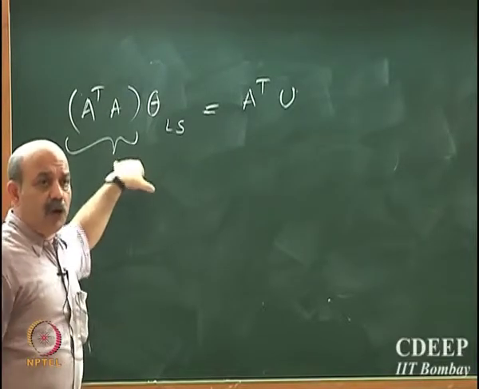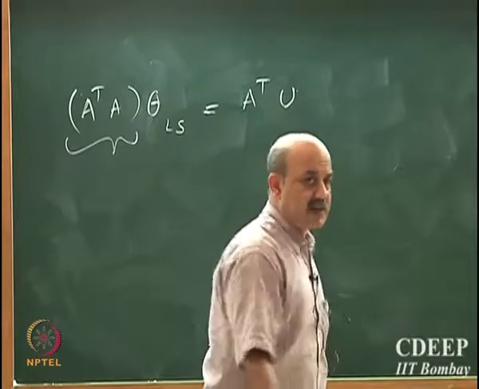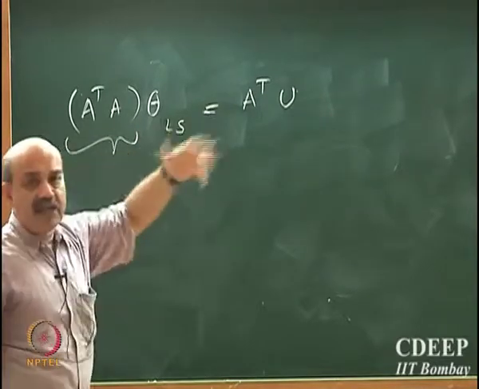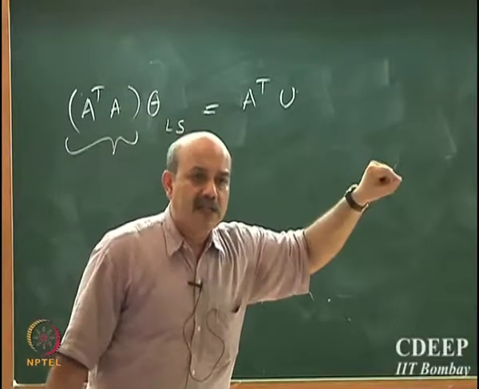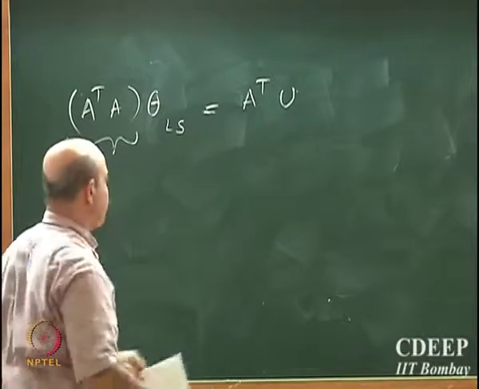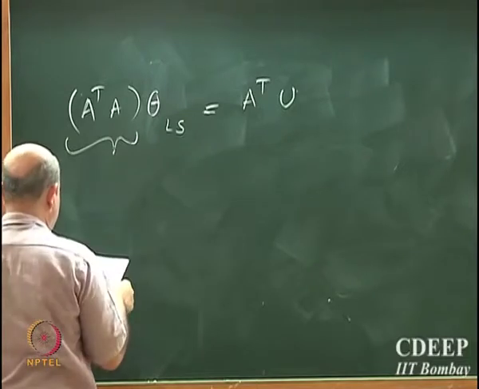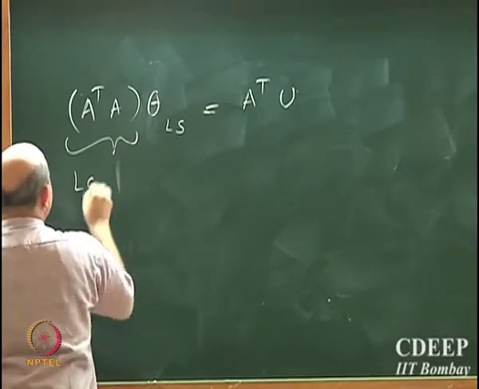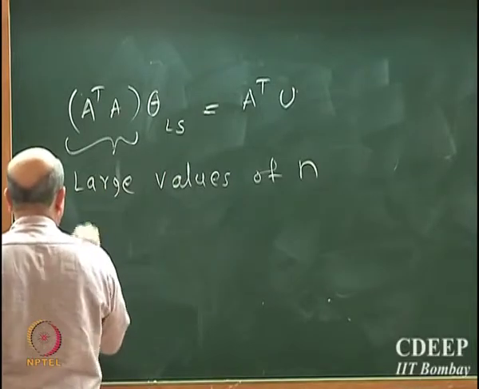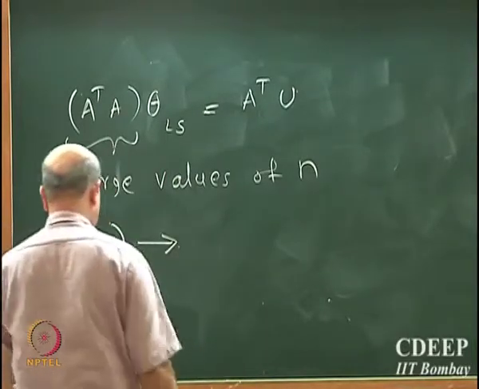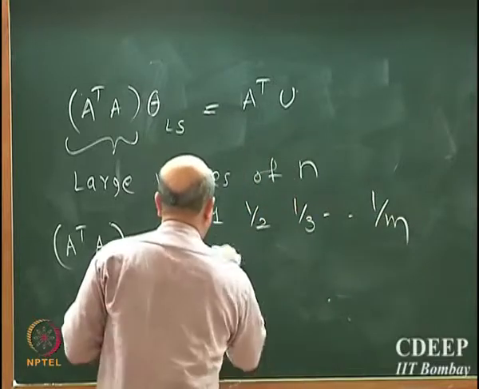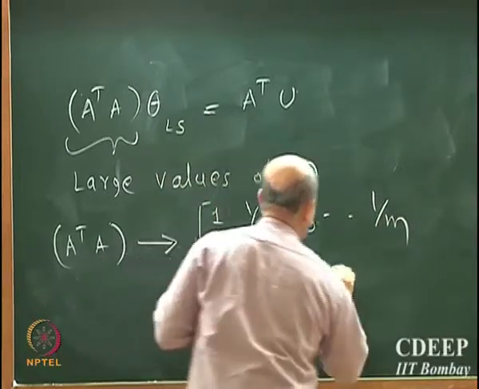What you can show is that this matrix in the normal equation will tend to the Hilbert matrix. This is not the Hilbert matrix itself; in the earlier case, we directly got the Hilbert matrix. If you have a large number of data points, what you can show is that this matrix will tend to the Hilbert matrix. The proof is just given here, and I am not going to write it down on the board. So for large values of n, A transpose A tends to 1, 1 half, 1 third, 1 by m, 1 by 2, 1 by 3, 1 by 4.